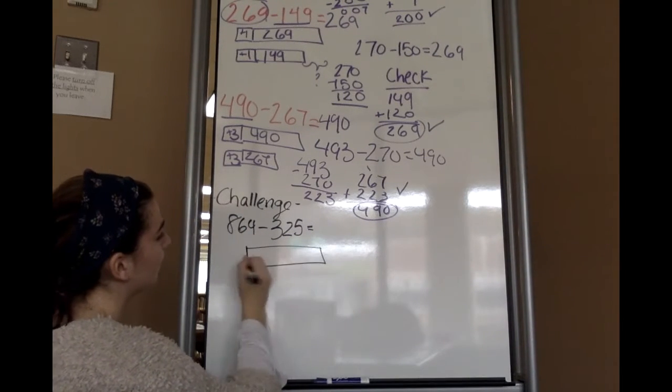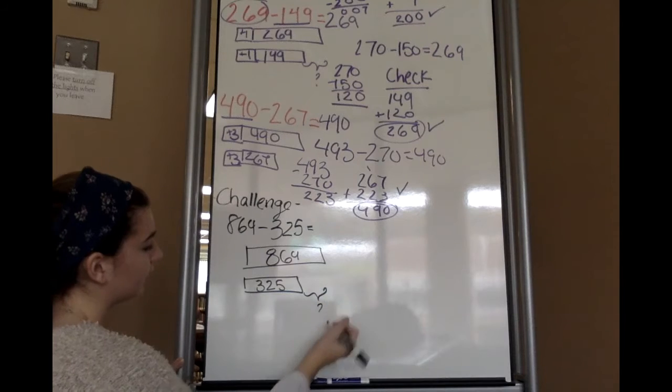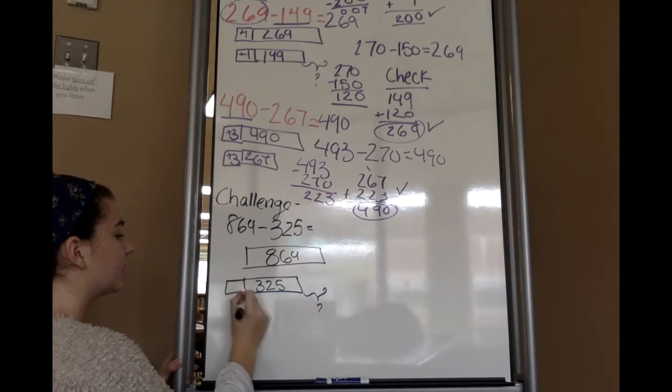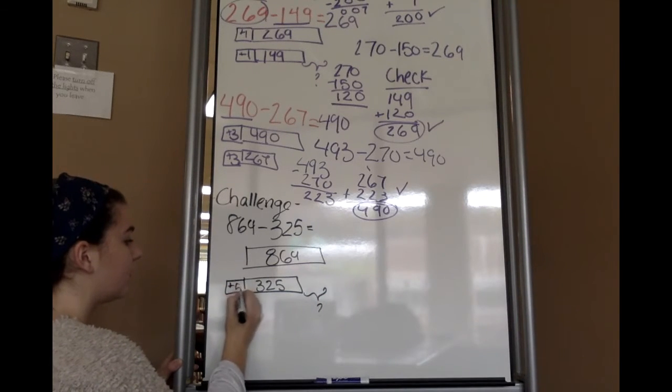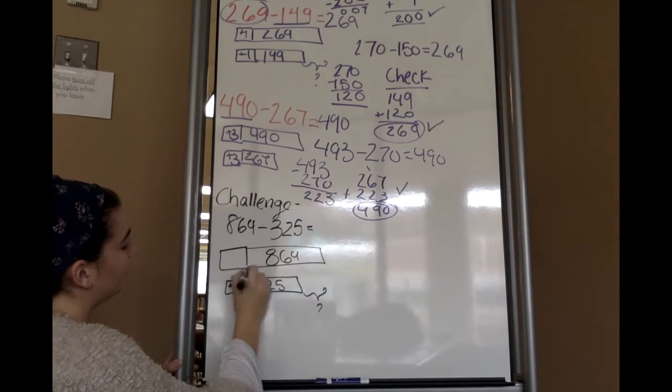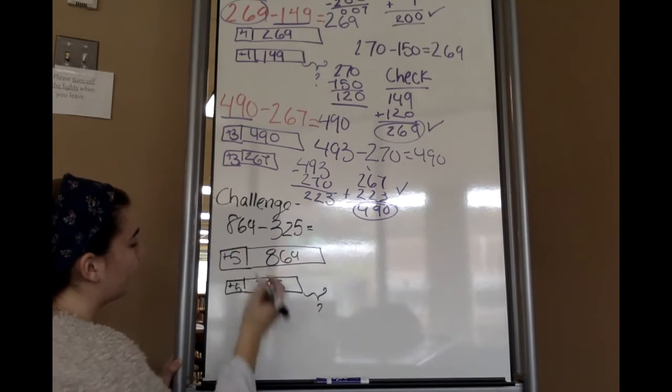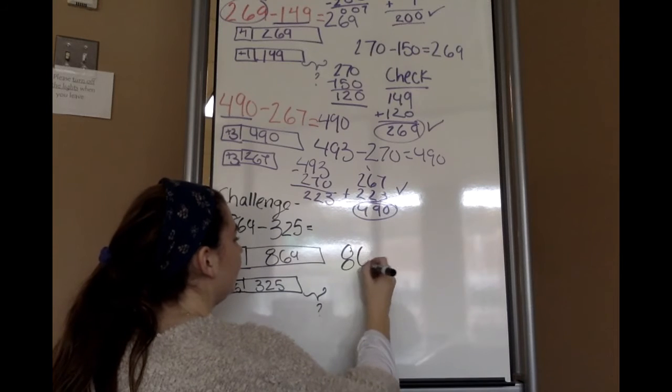Now we're going to try a challenge one. After doing all that practice, I think we're ready for it. So we're going to do our first step, 864. The second step, smaller box. And we're going to add that number to get to the closest 10. Now it's 5. Add it on to the second number.